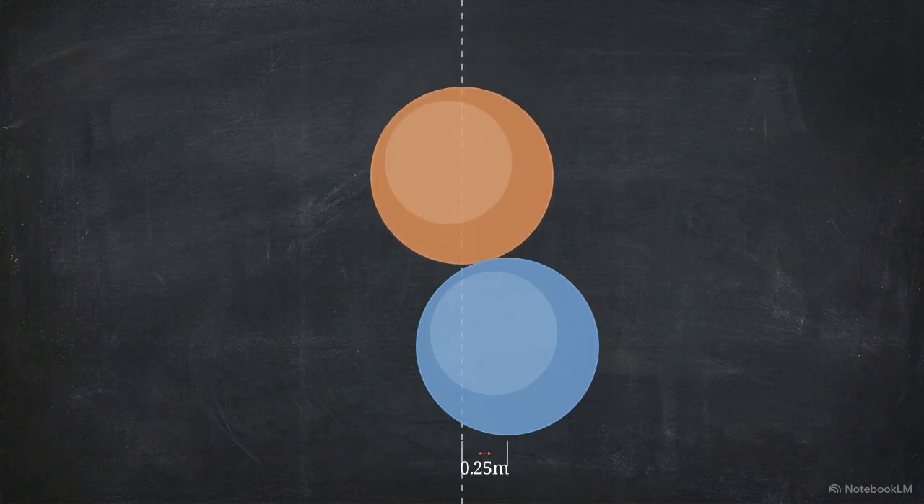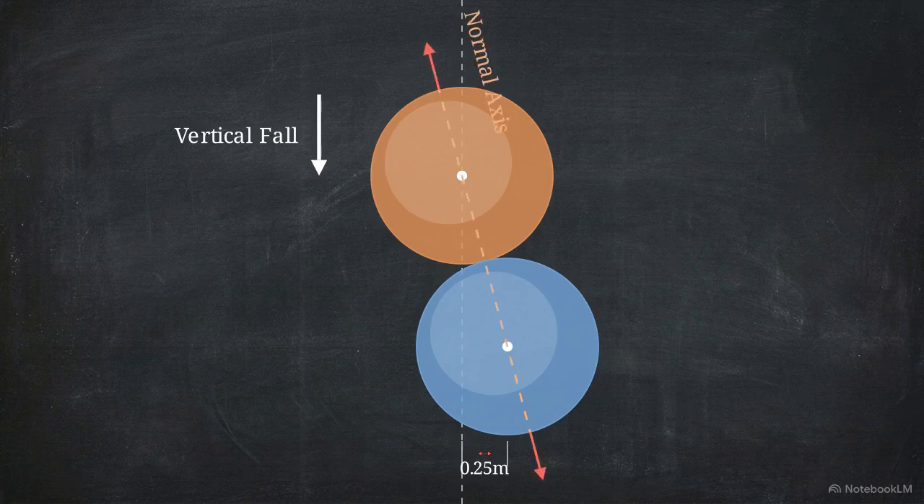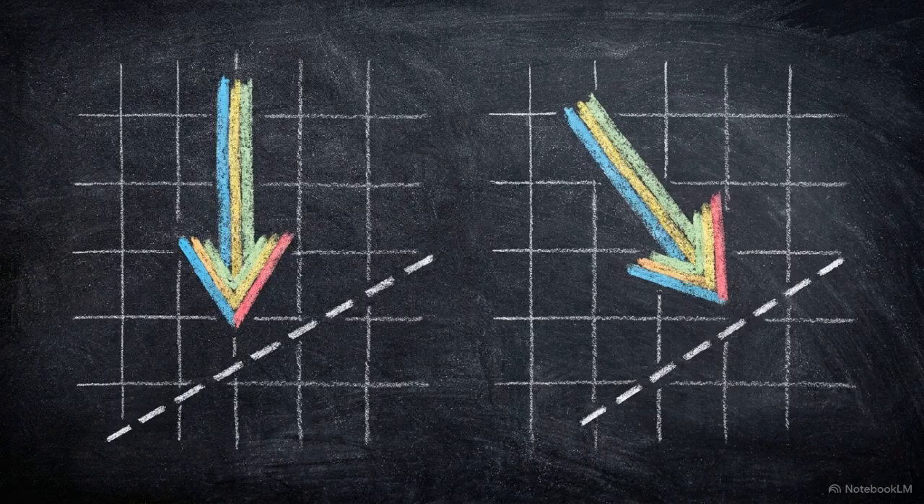Even though the top sphere is falling vertically, the normal direction of the push no longer points straight up. In physics, the normal axis is strictly defined by drawing a line connecting the exact centers of the two spheres. The incoming path of the falling object doesn't matter. The geometric offset between the centers entirely dictates the angle of the physical push.